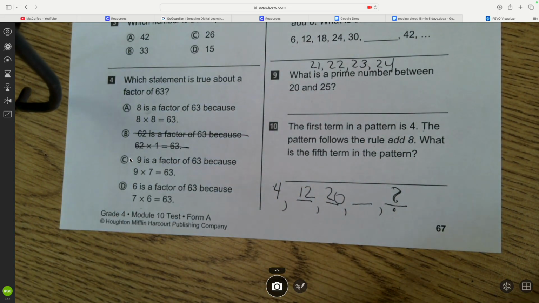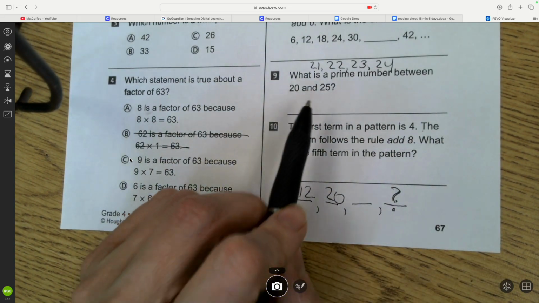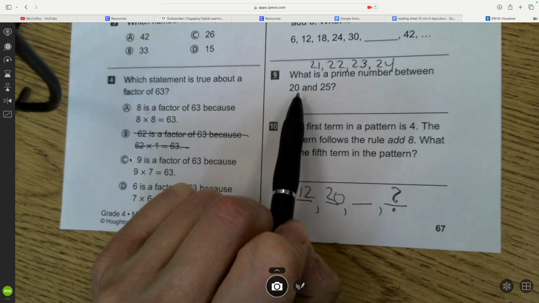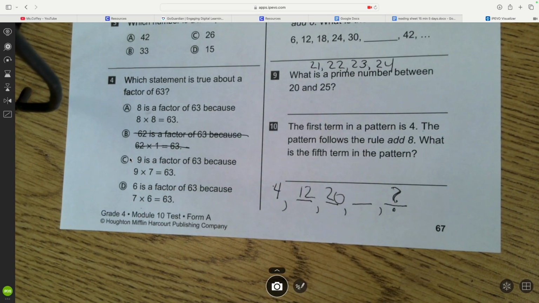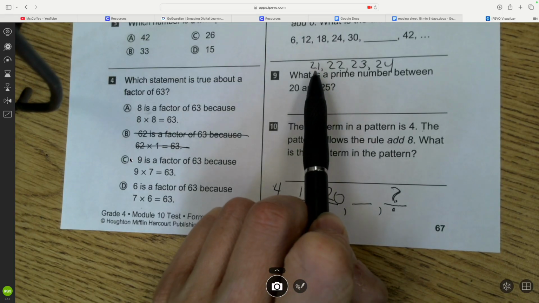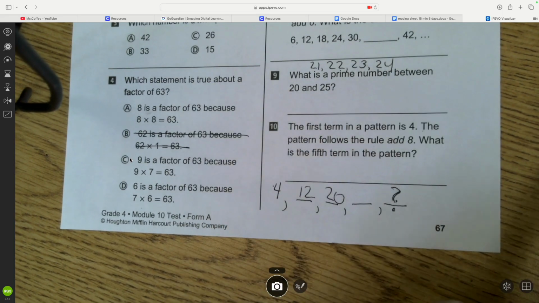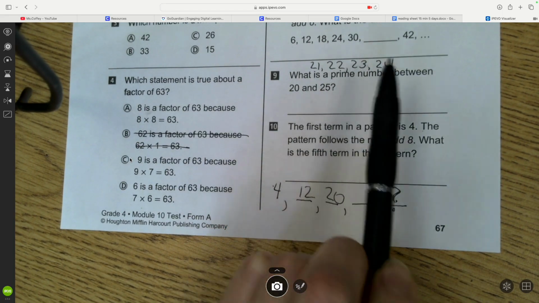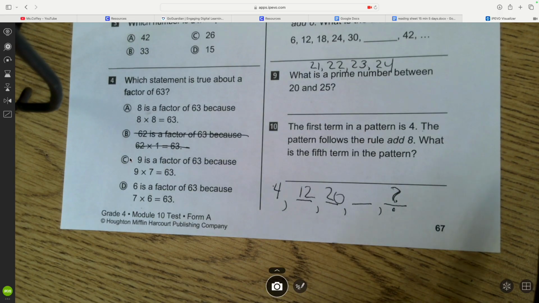Okay. Number 9. What is a prime number between 20 and 25? So I wrote the numbers down before. So we have 21, 22, 23, and 24. Create rainbows for these and figure out which one of them is prime.